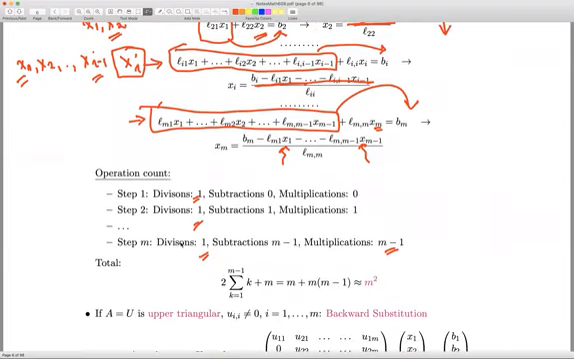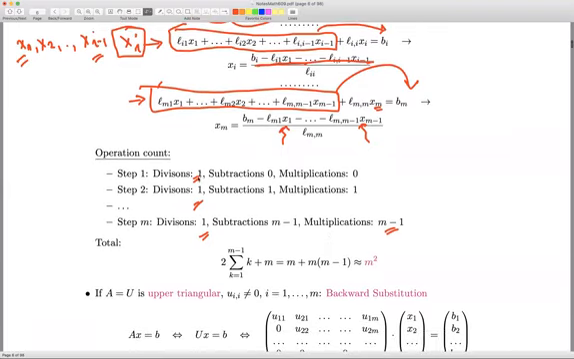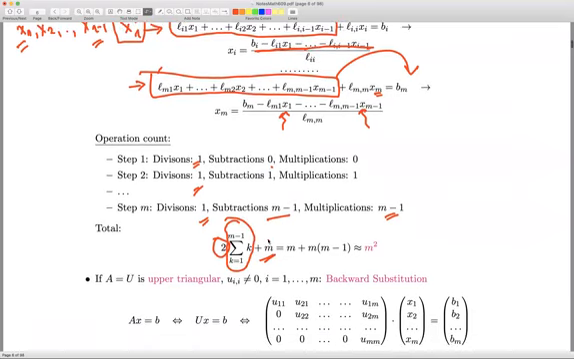So the total number of operations is the total number of divisions plus the total number of subtractions plus the total number of multiplications. The divisions are once every time, m times. So this is the number of the divisions. The subtractions and multiplications are counted twice because they're both there, and they're the sum of the numbers 1 plus 2 and so on plus m minus 1, which corresponds to that sum. And then this m goes to here, and then the sum of the first m minus 1 terms, so 1 plus 2 plus and so on plus m minus 1.